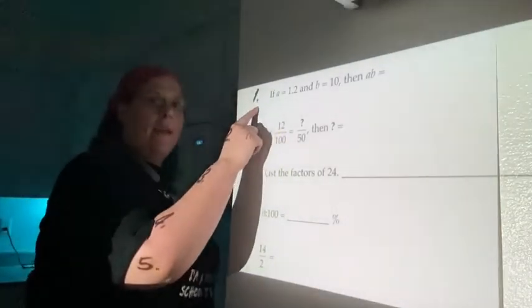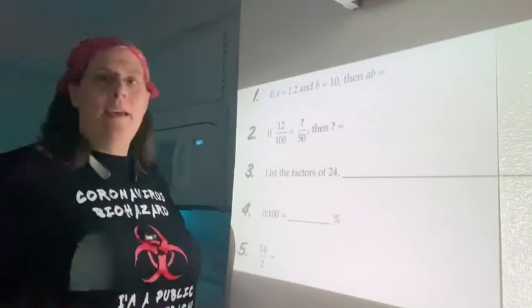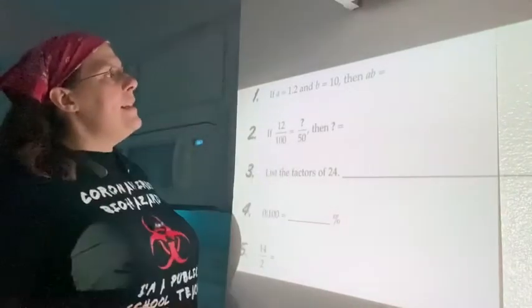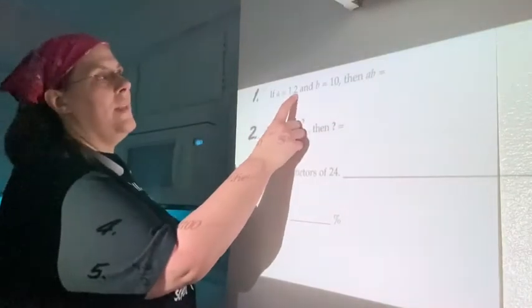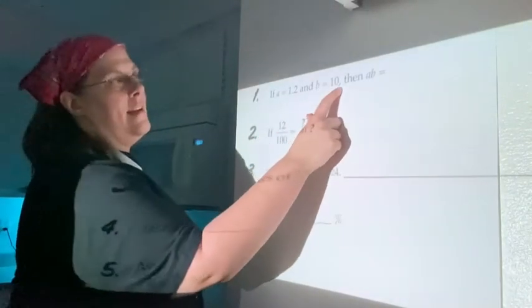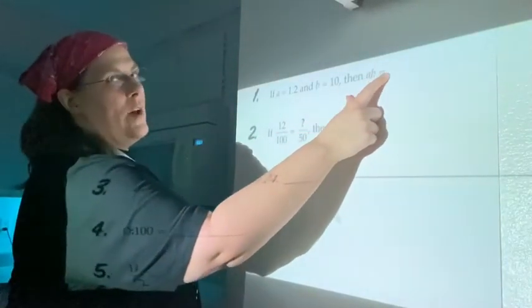So number 1, let's get started right away. Number 1 says if A equals 1.2 and B equals 10, then AB equals what?